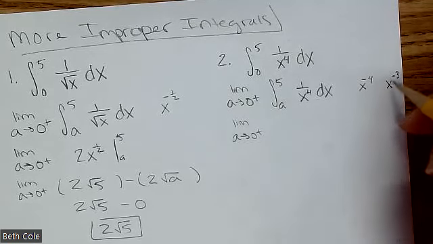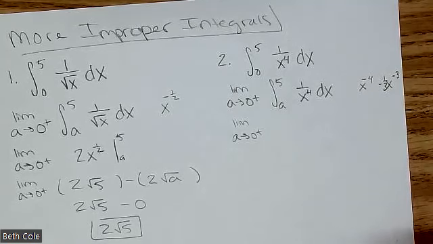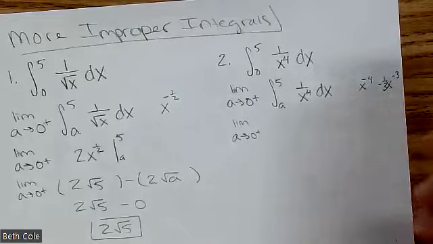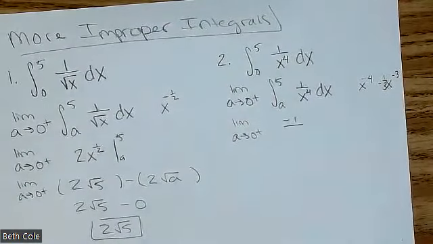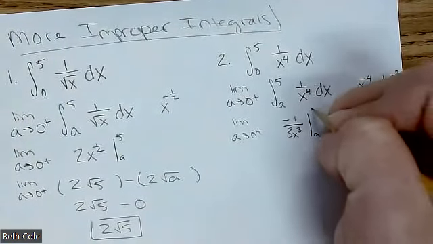-3. And then what do you put in front? -1/3. You would rewrite that as -1 over what? Yeah, 3x to the 3rd. Good. Such that A to 5.